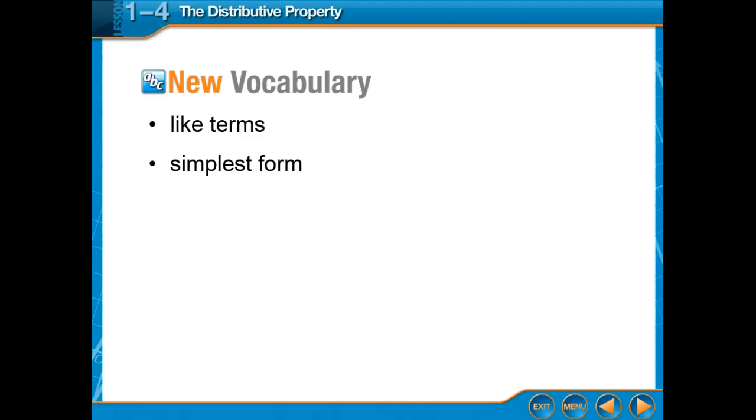Simplest form. Simplest form is when you've done everything that you can to an expression to simplify it, to combine all the like terms, and to do all mathematical operations that are possible for you to do. A coefficient is a numerical value that comes before a variable. In the term 4x, the coefficient is 4 because it is showing that you have 4 x's, and that is a coefficient.